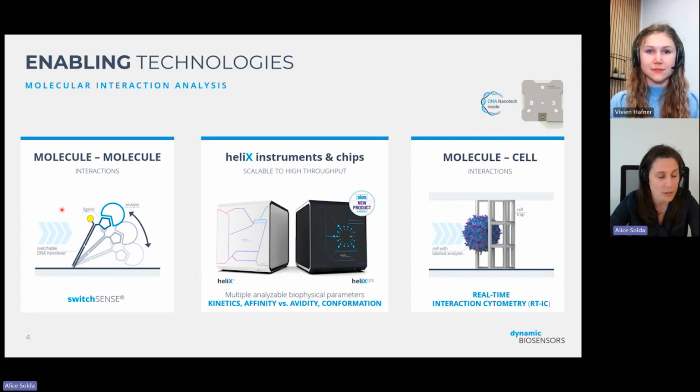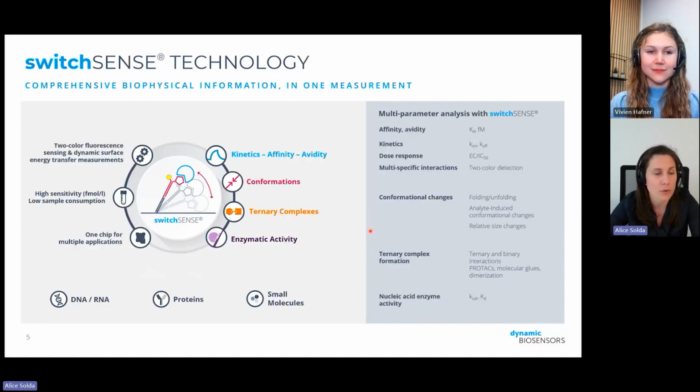We are based on the switchSENSE technology. This is what I'm going to focus on today. But I will also mention the newest product that we have, which measures molecules directly on cells, native cells and living cells. If you are curious about the technology, I invite you to go on our website and you will discover more. But for the interest of time, I move immediately to the technology that I'm going to focus on, which is the switchSENSE.